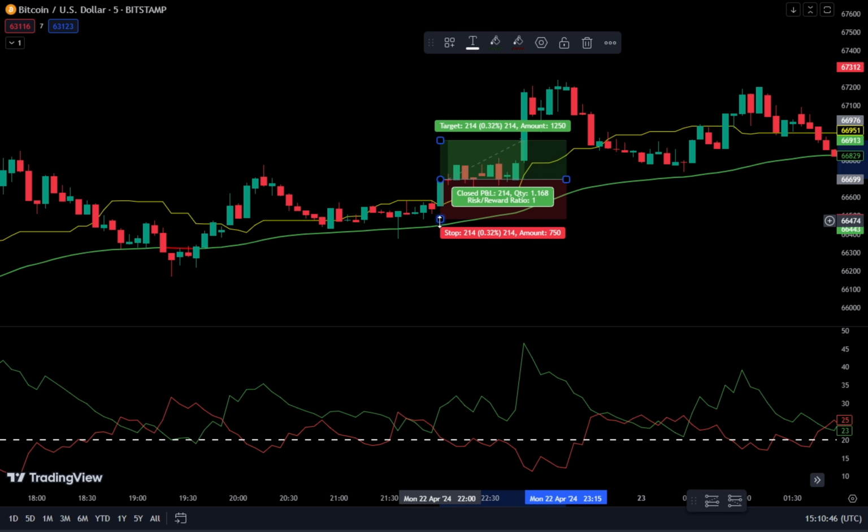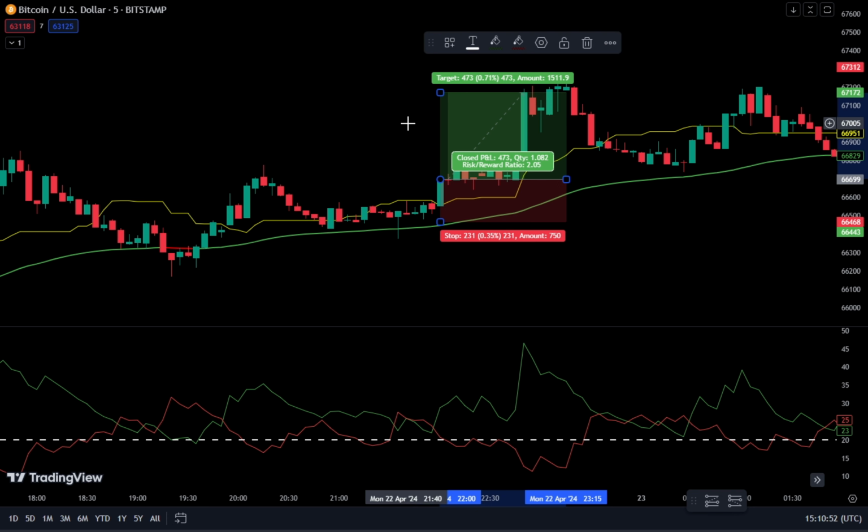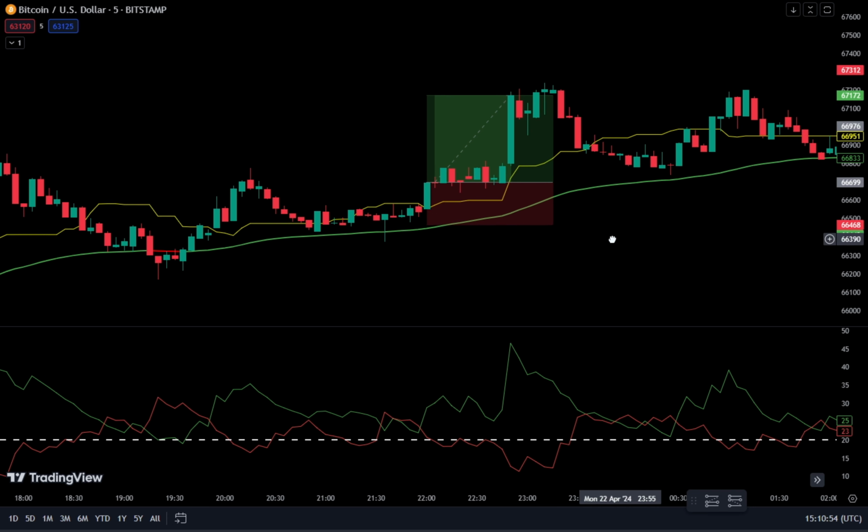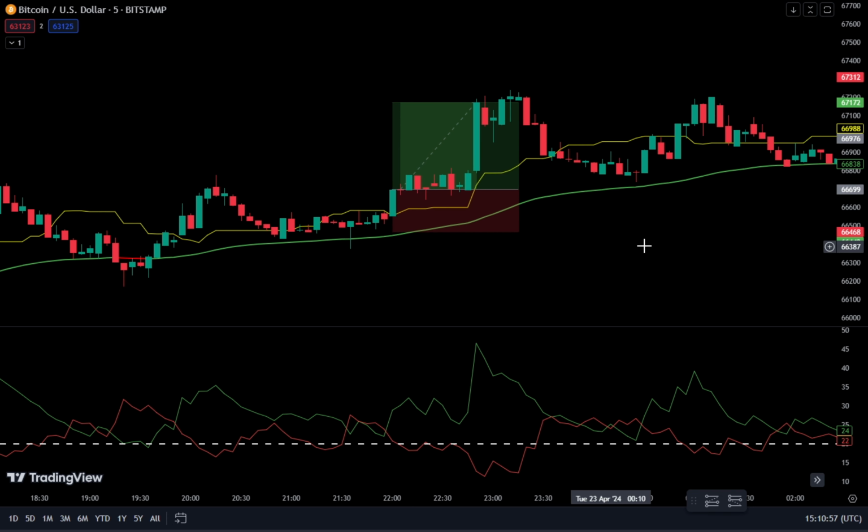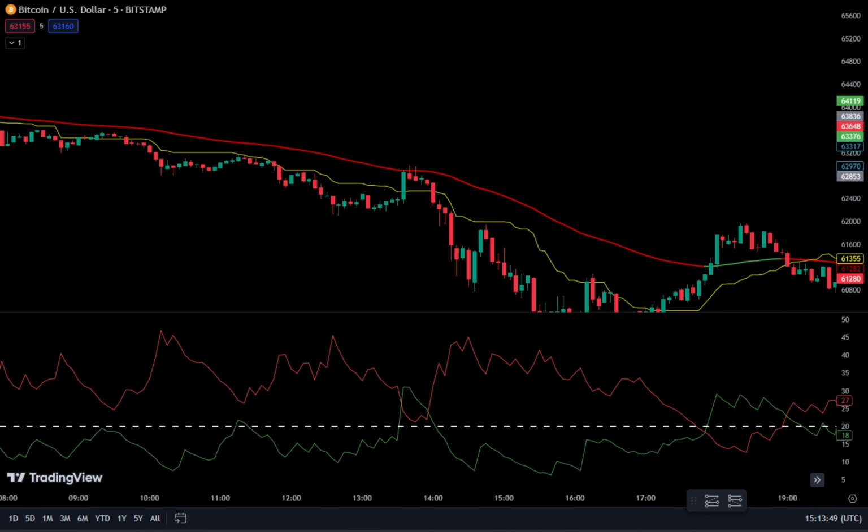Set the stop loss at the most recent swing low to manage risk. Use a target take profit with a risk and reward ratio of 1 to 2, ensuring the potential profit is twice the risk taken.